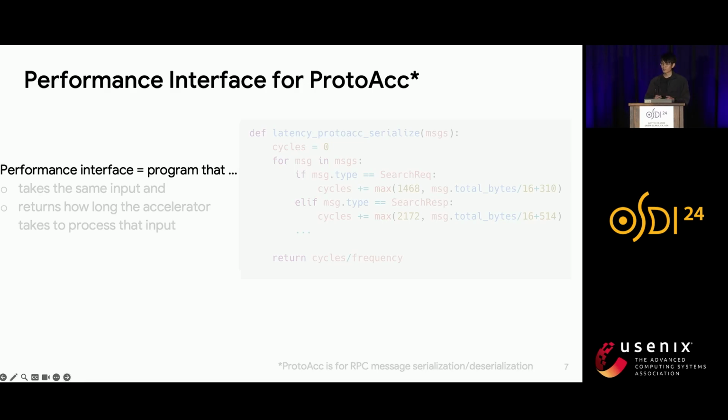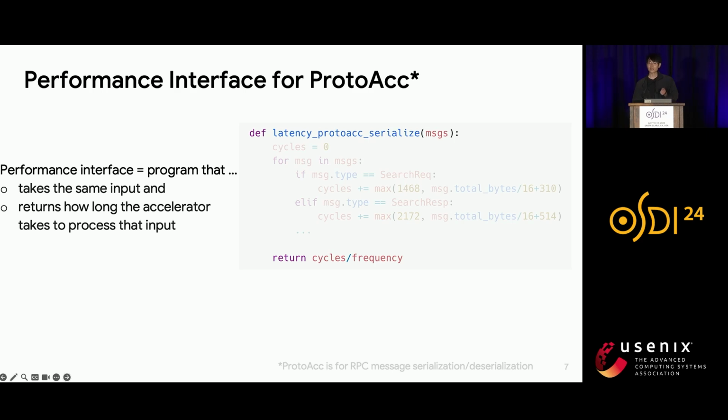Let's look at one example to understand what a performance interface is. On the right, I'll show you a performance interface for Protoacc. Protoacc is an accelerator for RPC message serialization and deserialization. The performance interface is a program that accepts the same input as the accelerator. In this case, it's a series of messages. The performance interface then returns how long the accelerator takes to process that input.